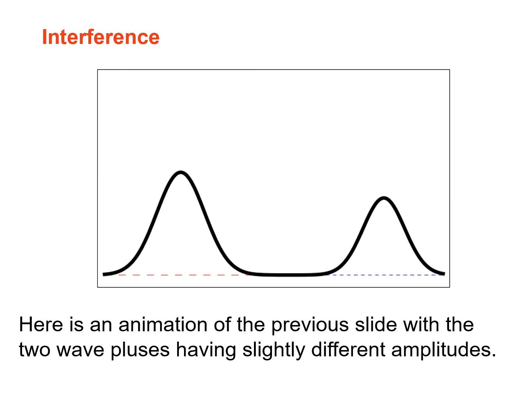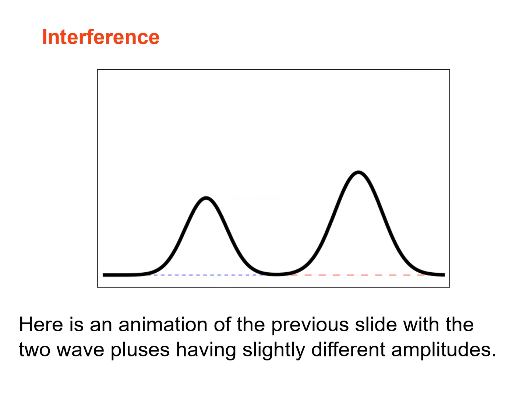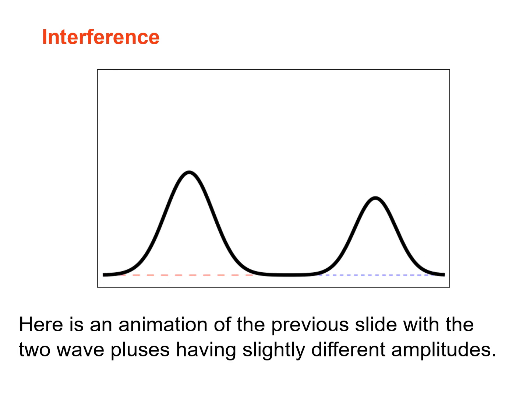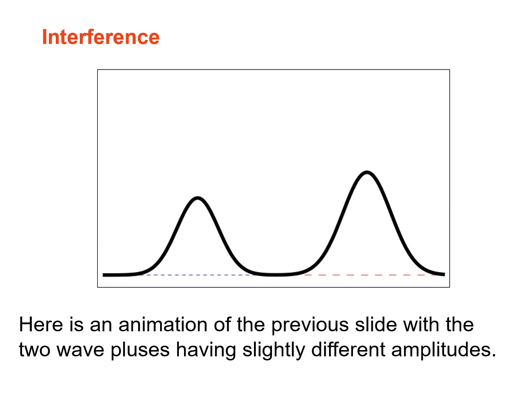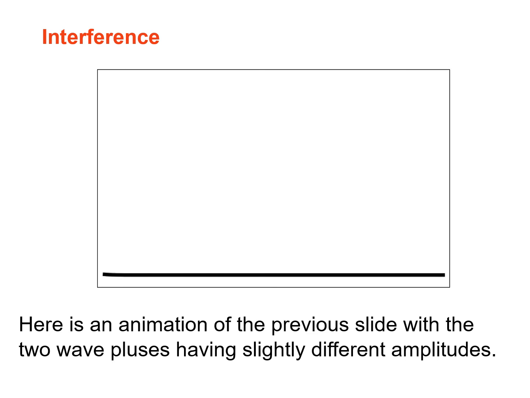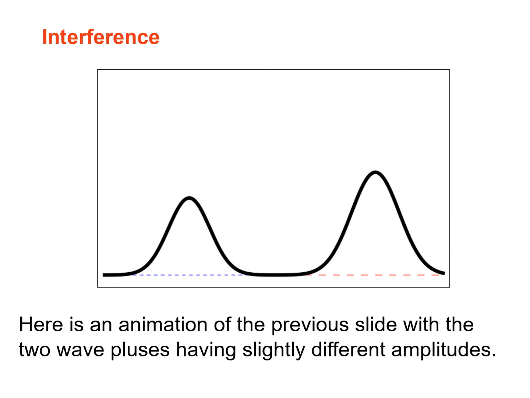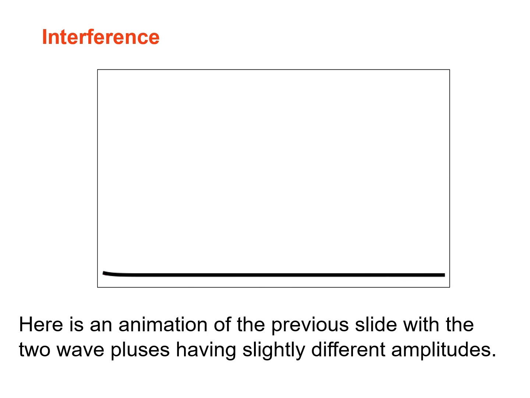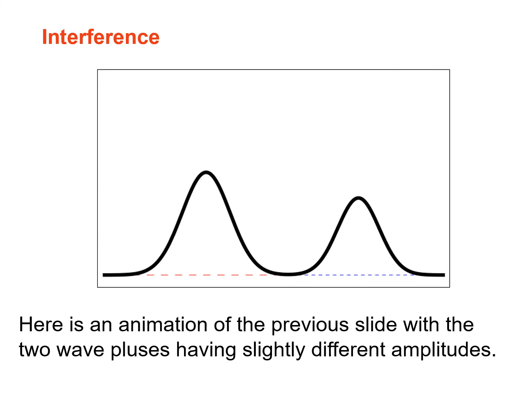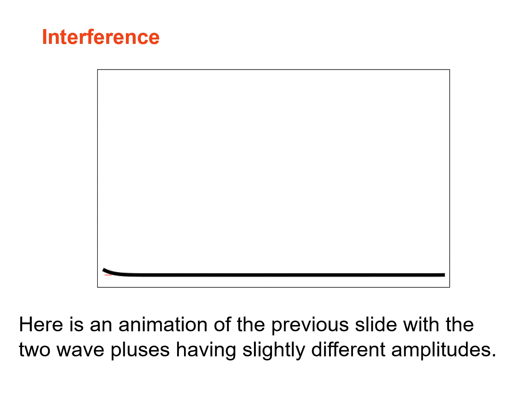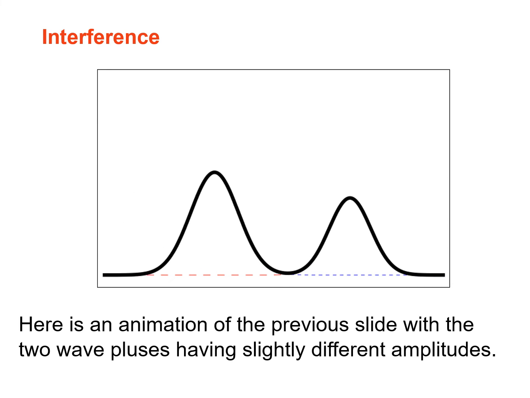So here is an animation of the phenomenon shown on the previous slide with the two pulses having slightly different amplitudes. And you can kind of see, if you watch really briefly in the middle, when they're making their highest peak, but right before that and right after that, there's kind of a double peak. So lots of different waveforms can be the result of interference. Let me show you that in another simulation.